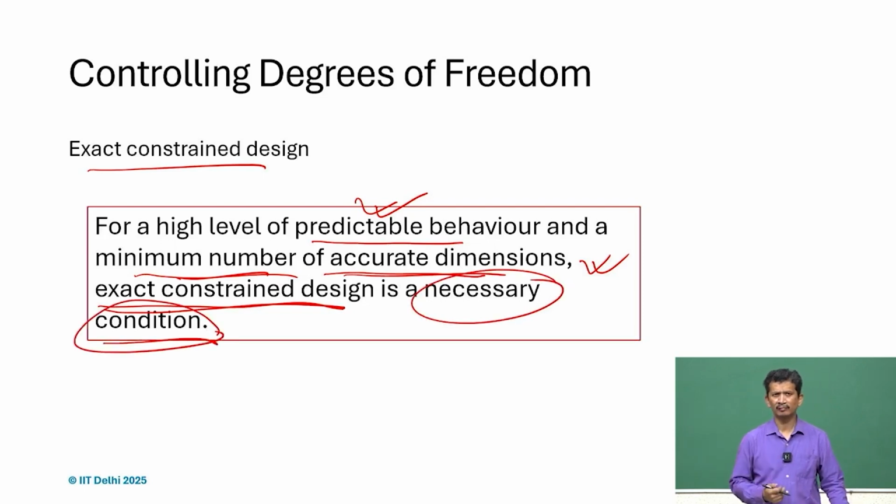We cannot have it if it's not exact constraint design. If there is over constraint, we have to find some midway. So definitely, if you want a system with predictable behavior and very good deterministic properties, we need to go for exact constraint design.